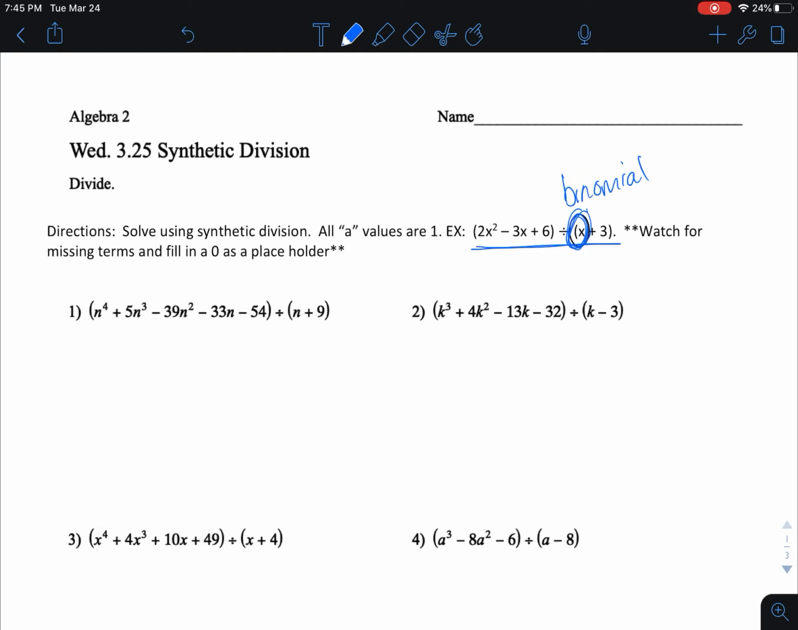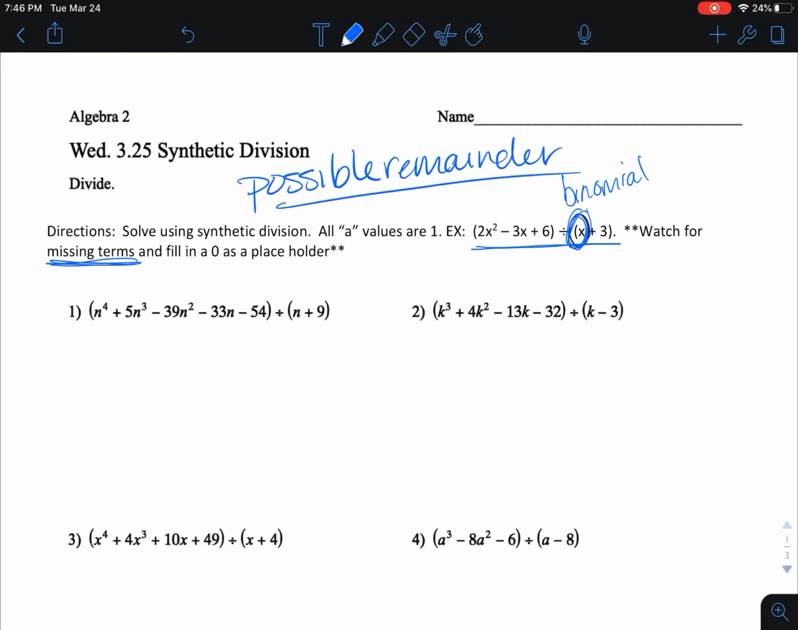Now, what's going to be different about these than yesterday is that we could possibly have missing terms, meaning that it goes from n to the fourth, n squared, and then just your number. And so you're missing n to the third. So we have to put a placeholder in there, and we'd put a 0 for that. The other thing is that it is very possible to have remainders in here. So, possible remainders.